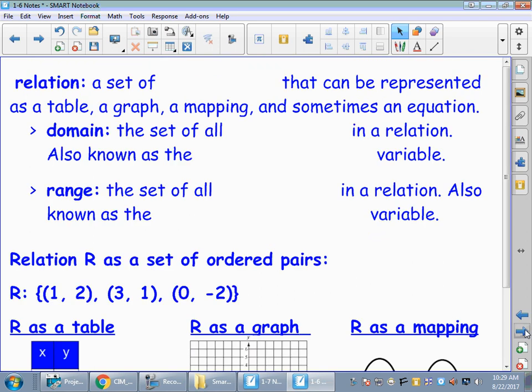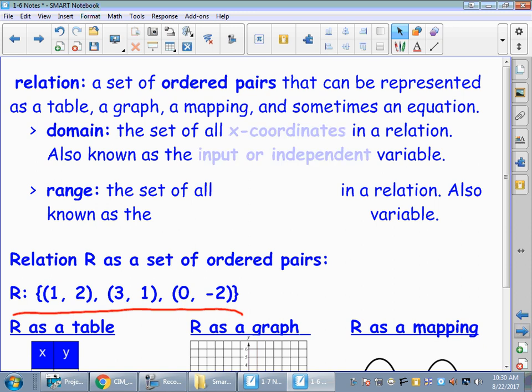A relation is a set of ordered pairs that can be represented as a table, a graph, a mapping, and an equation. We also just write them as a set. So if you would scroll your eyes down to about halfway down your page where this R is, that's a relation. It's just a set of ordered pairs. They can be random, they could be a pattern. We usually use a capital script letter for that.